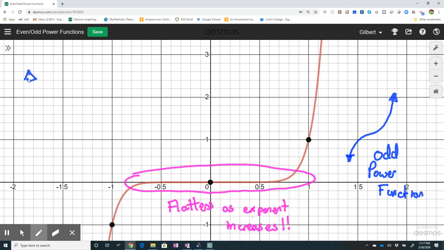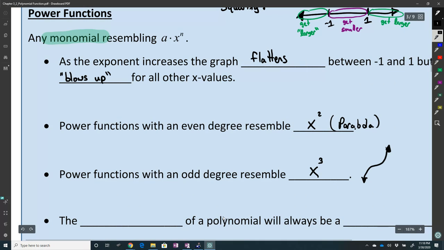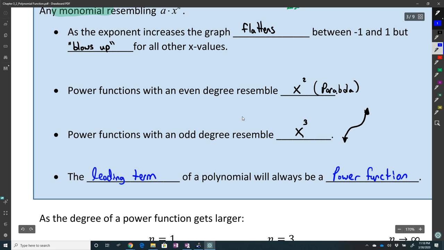And then the even one looks like a parabola. The only difference is that the higher the exponent is, the more it flattens. So to explain that more, let's go back over here. Oh, to finish this off, the leading term of a polynomial will always be a power function. And we're going to need that to know what the graph looks like.